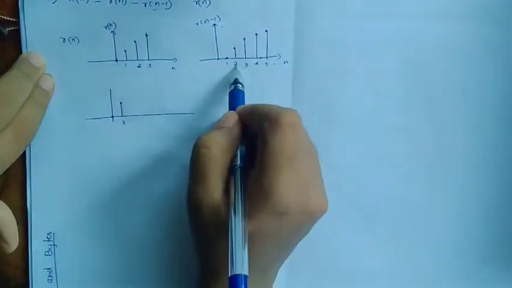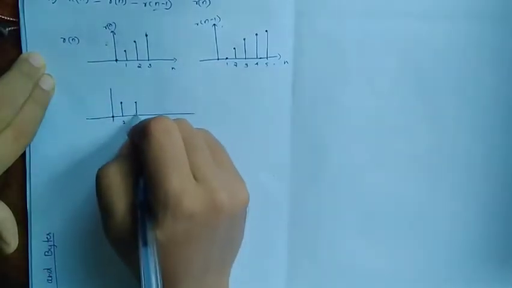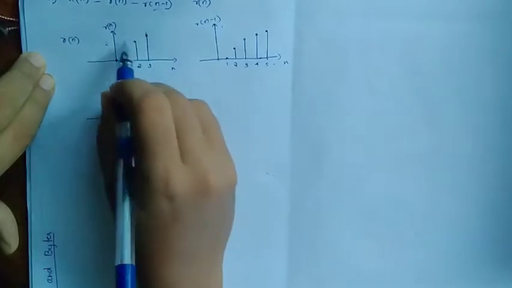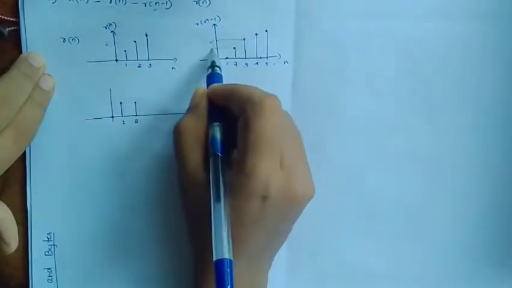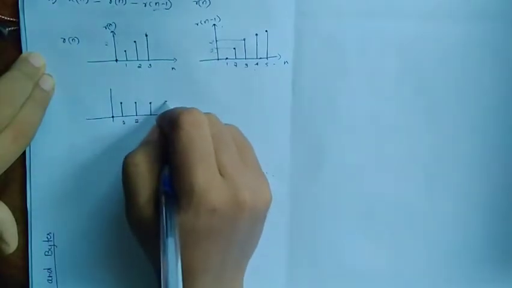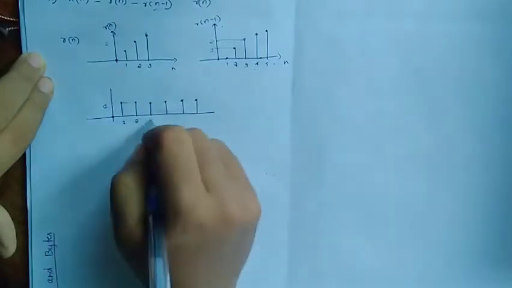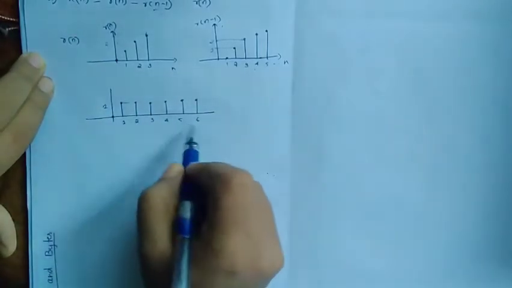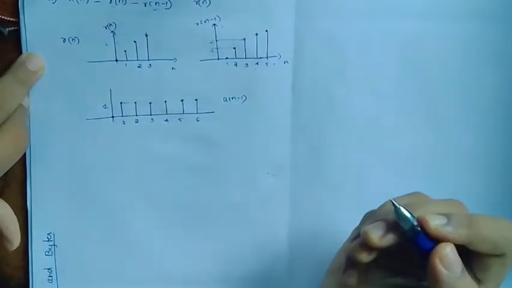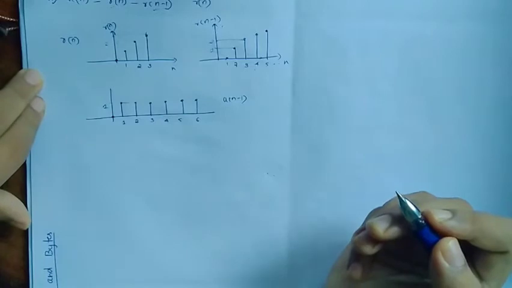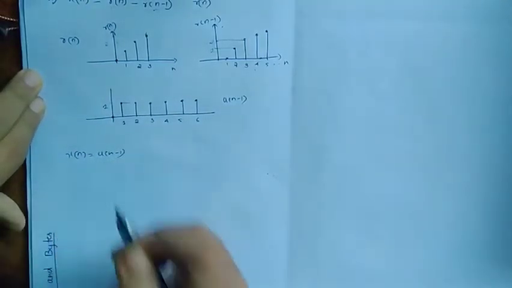So at 2, it will be 2 minus 1, again 1. And at 3, it will be 3 minus 2, right? This is 2. So it will be like this, all having amplitude equal to 1. So this is actually a unit step signal that is shifted to the right side by 1 unit, right? So I can write x of n is equal to u of n minus 1.